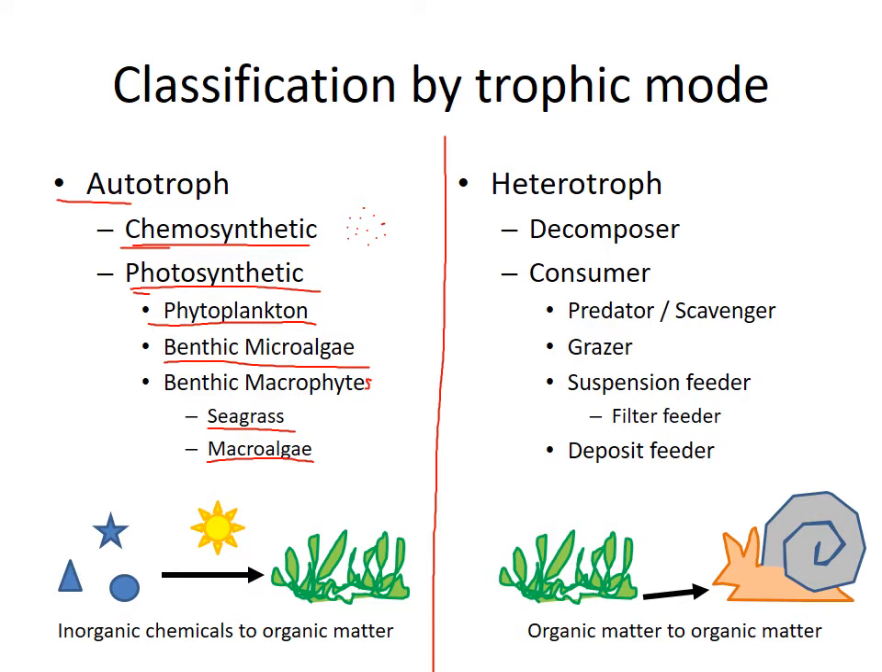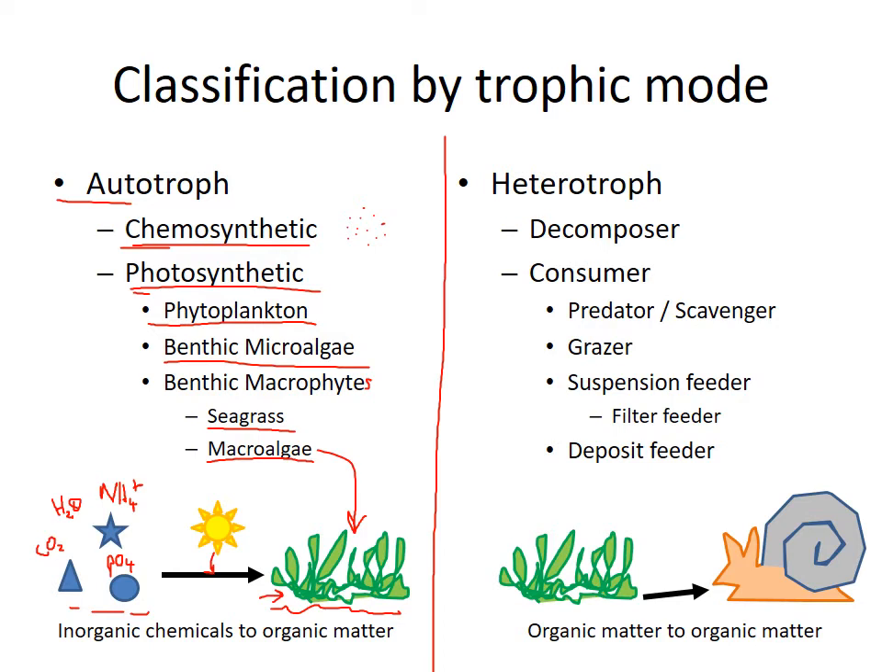So this is kind of a sloppy drawing here, but this could probably be some green macroalgae. And these shapes here are supposed to represent inorganic chemicals like ammonia, carbon dioxide, and phosphate, that can be worked into organic matter using the power of the sun by photosynthetic autotrophs.